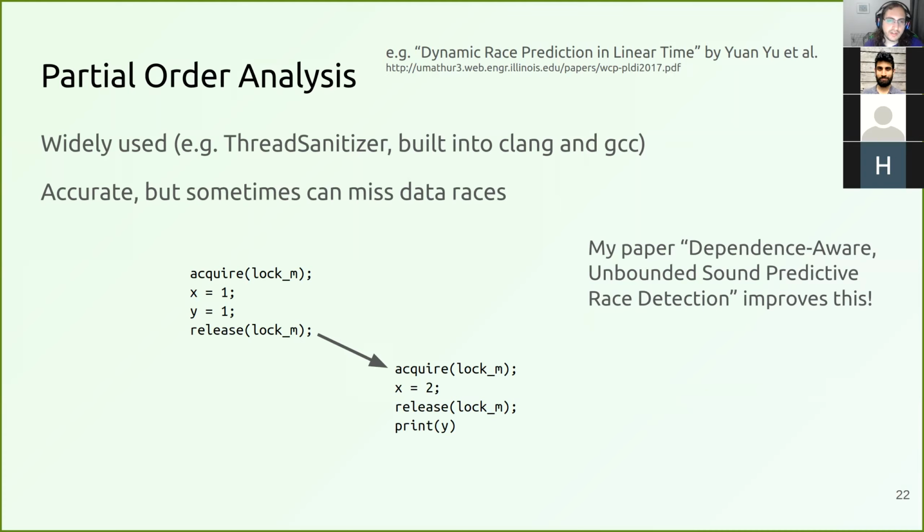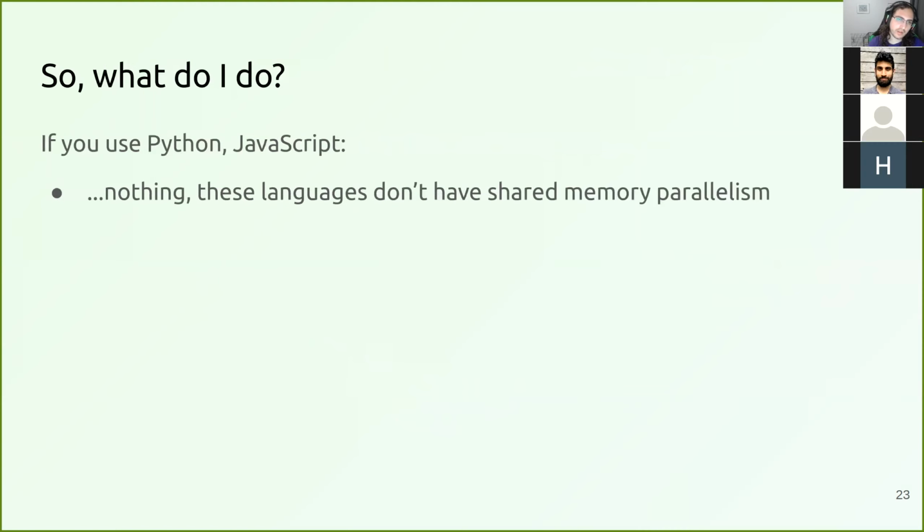So, like I said, there's a lot of different methods for detecting data races. I couldn't possibly cover all of them, but please feel free to investigate if you're interested, or you can message me after this.